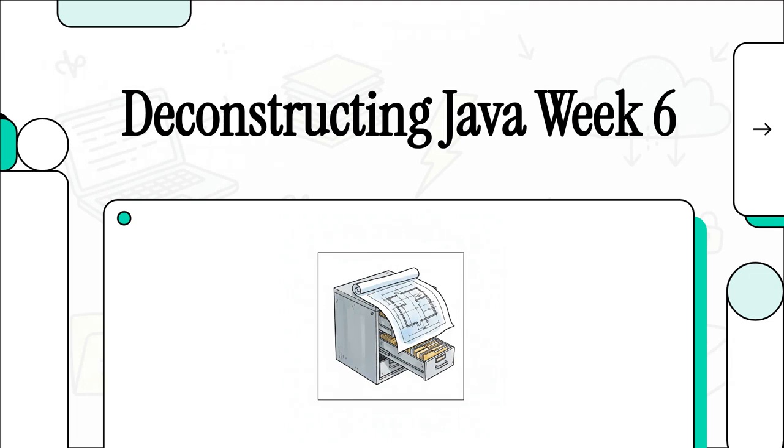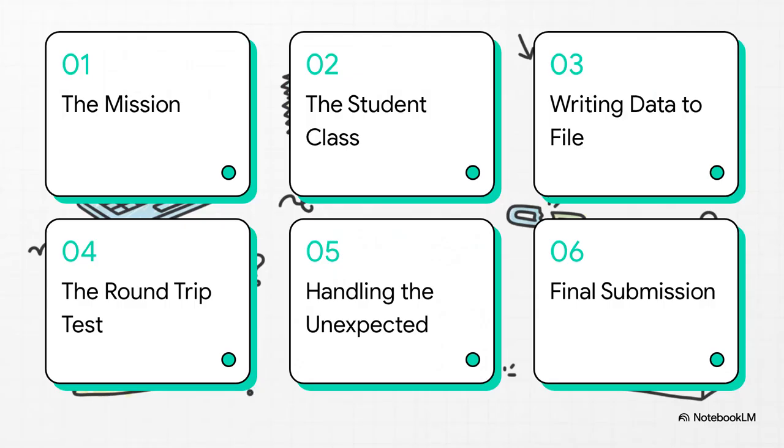All right, let's talk about your Week 6 Java assignment. If you're looking at all the requirements and it feels like a bit of a mountain, don't worry, you're in the right place. We're going to break this whole thing down into a clear, manageable mission. By the time we're done here, you'll have a rock-solid plan all centered around two key concepts in Java: file I/O and handling exceptions.